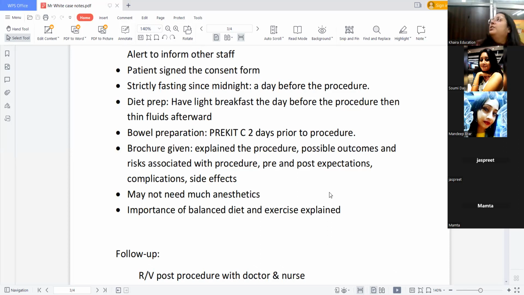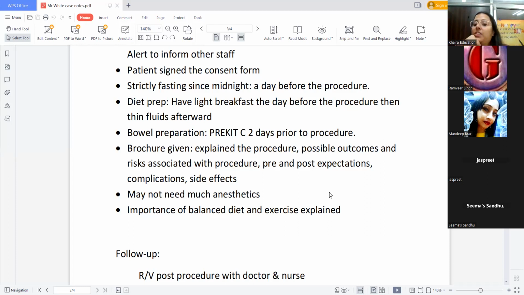Okay, the patient has also been given a brochure. What's a brochure? Where the information is provided. A leaflet, a booklet, a pamphlet, written information about the procedure. Right, so a booklet, a pamphlet, or a leaflet which has written information about things.